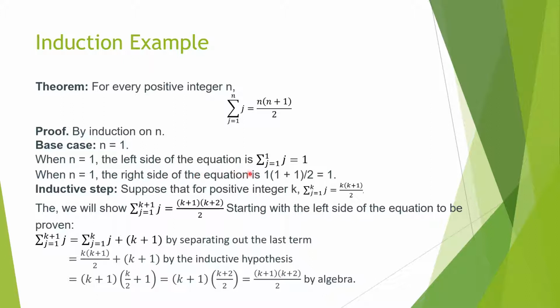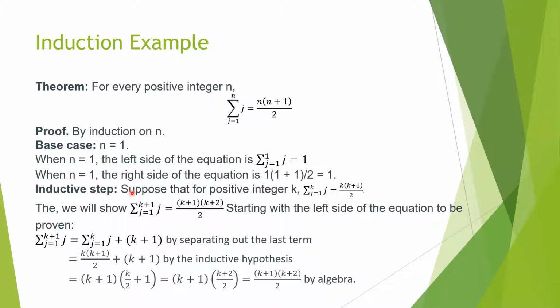The right hand side of the equation can be calculated by replacing n by 1. So if you replace n by 1, you get 1 times 1 plus 1 divided by 2, which is equal to 1. So both left and right hand side of the equation are equal to 1.